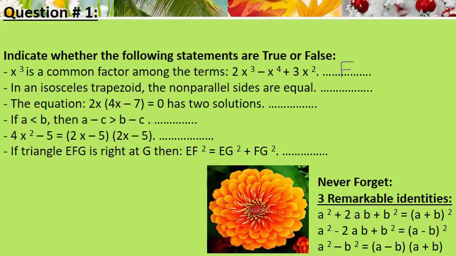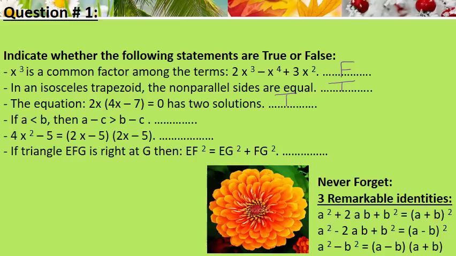Yes, Ala. In an isosceles trapezoid, the non-parallel sides are equal. When we have an isosceles trapezoid, the legs or the non-parallel sides are equal. Yes, this is true. Yes, Dana. The equation 2x(4x minus 7) equals 0 has two solutions. True. This equation has two solutions. The first solution is 2x equal to 0. We solve it. 4x minus 7 is equal to 0 and we solve it.